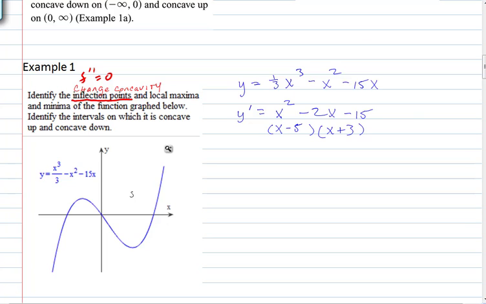Guess where your critical points are? Negative 3 and 5, right? Yeah. That's the first derivative. The second derivative is going to be 2x minus 2. Guess where you have possible points of inflection?